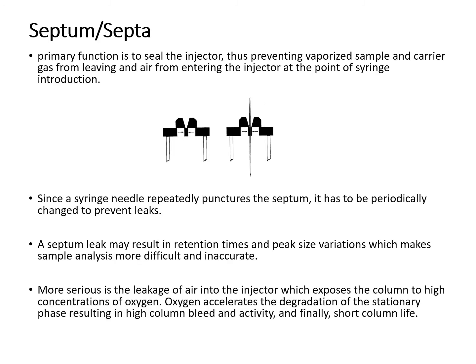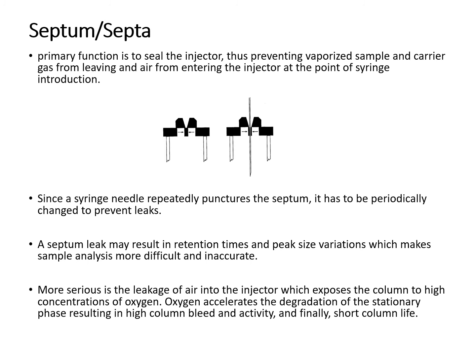The primary function of the septum or septa is to seal the injector, thus preventing vaporized sample and carrier gas from leaving and air from entering the injector at the point of syringe introduction. Since a syringe needle repeatedly punctures the septum, it has to be periodically changed to prevent leaks.